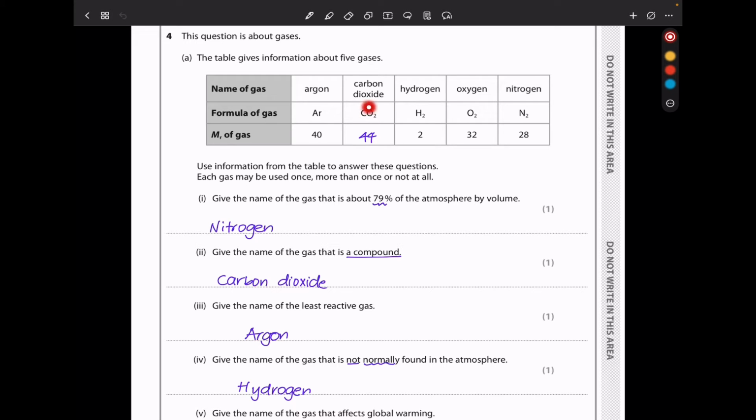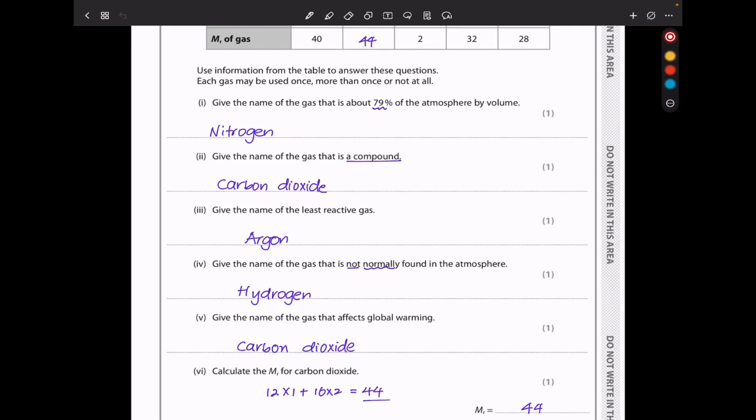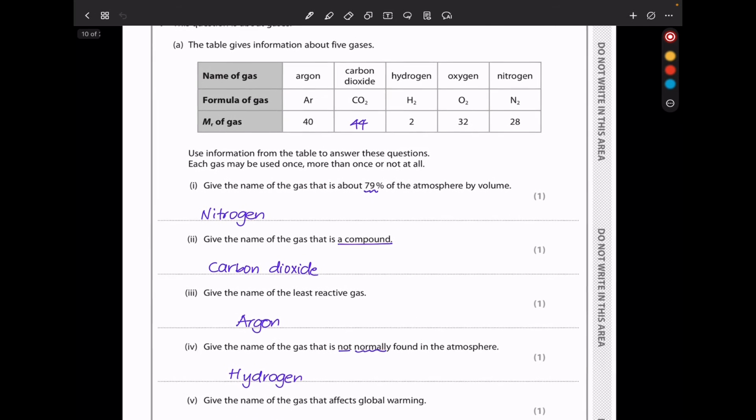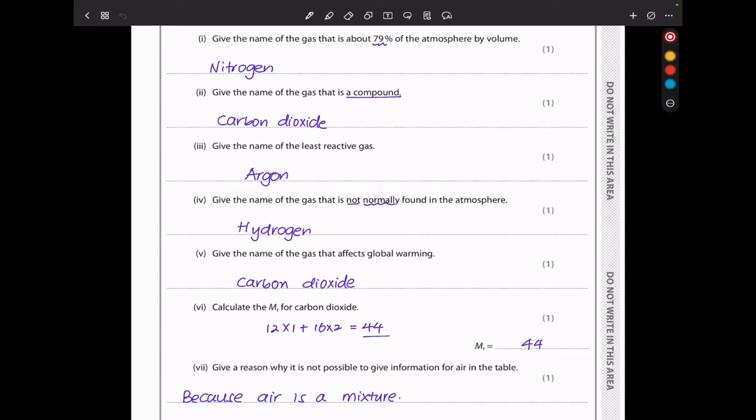And next they say give the name of the gas that is a compound. This is a compound here because it's made up of atoms of more than 2 different elements, while the others are all made up of single elements, so it should be carbon dioxide. Next they say give the name of the least reactive gas. That is going to be argon. And then they say give the name of the gas that is not normally found in the atmosphere. Among them, this is going to be hydrogen. And next they say give the name of the gas that affects global warming. That is going to be carbon dioxide.